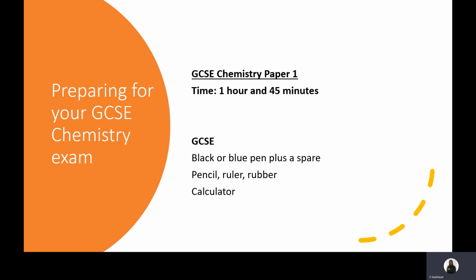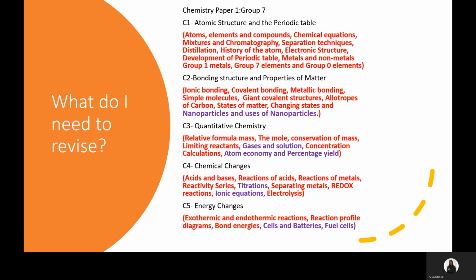Okay, now I'm going to move on to what is actually assessed in your paper. Here's a breakdown of C1 to C5, and you'll be assessed on all of these topics. I'm not going to go through the list one by one, as you have the exact same list in your revision guides. However, what I would like you to turn your attention to is the sections that I've highlighted in purple for some of the topics.